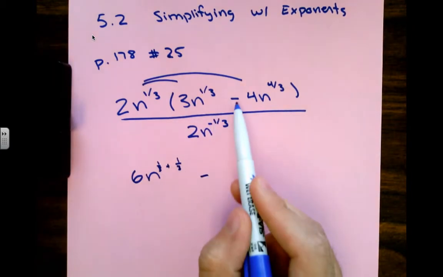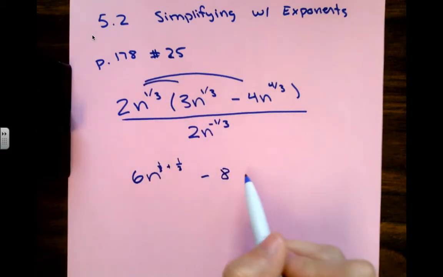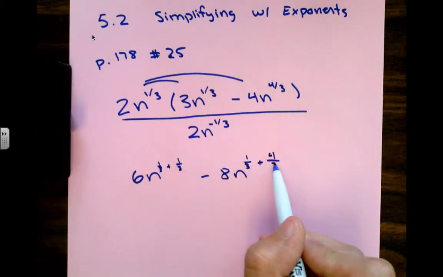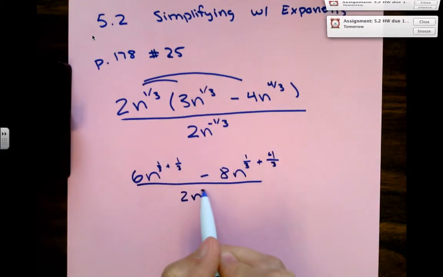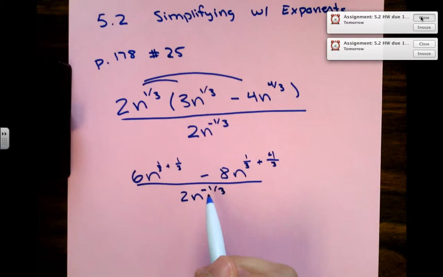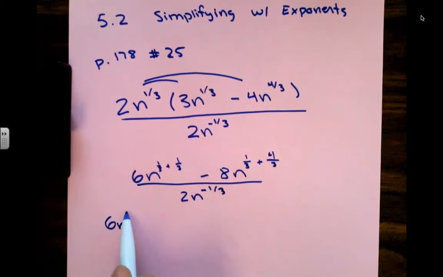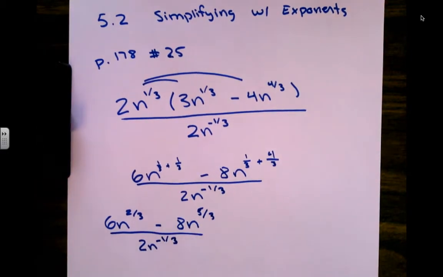And really the same thing on the other side. Subtracted by 2 times 4 is 8. Two things of the same base, I am going to again add those exponents. So I would add 1/3 and 4/3. All of that is still over 2n to the negative 1/3. Now from here, I actually go through and add those. So I'd have 6n to the 2/3 minus 8n to the 5/3, all over 2n to the negative 1/3.